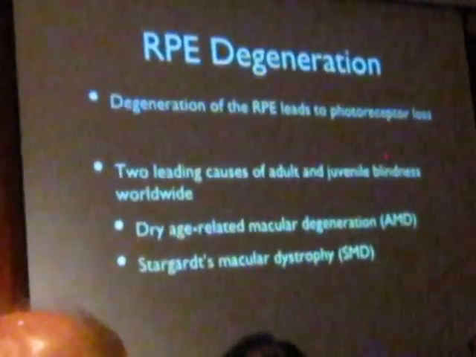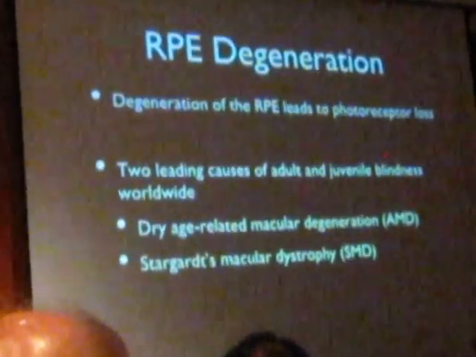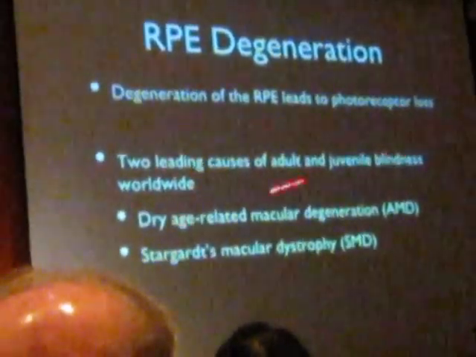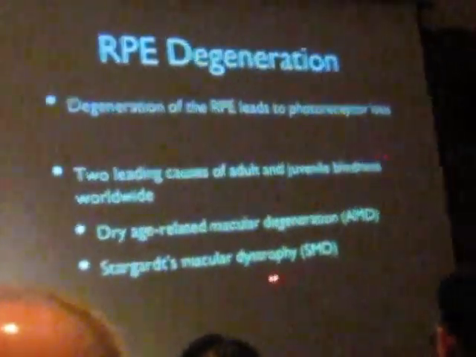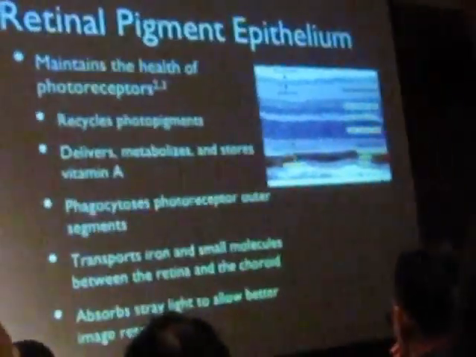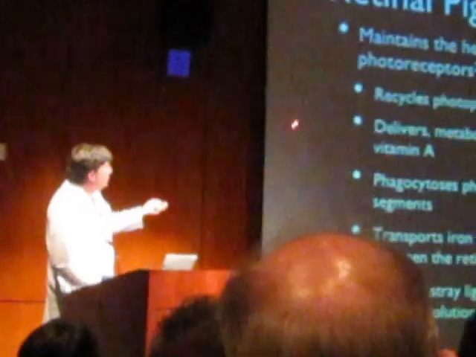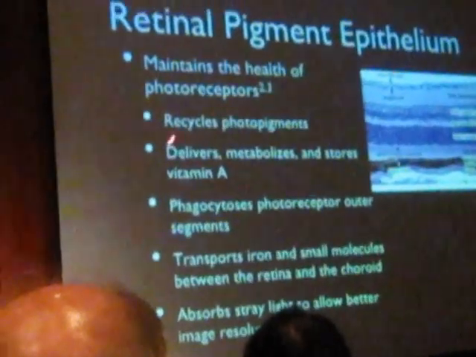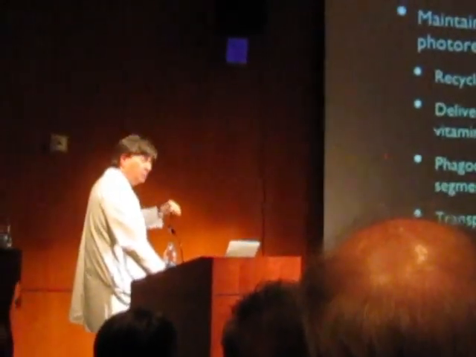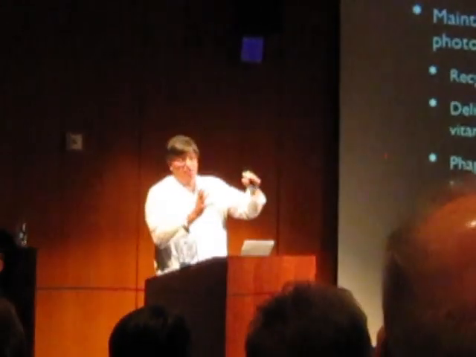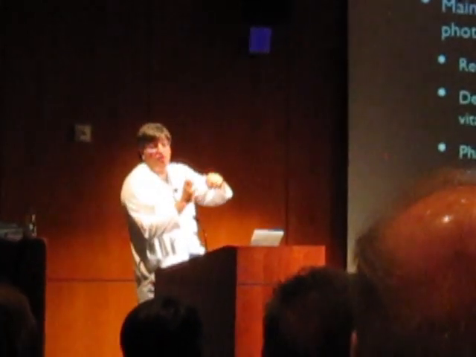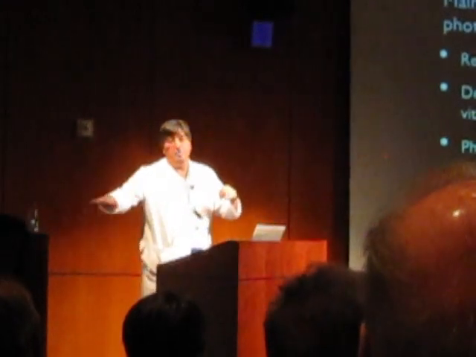So degeneration of the RPE, as Bob mentioned, leads to photoreceptor loss. Two leading causes of adult and juvenile blindness are dry age-related macular degeneration and Stargardt's macular dystrophy. I'm going to take you through these really quickly. The RPE is important for a lot of reasons, one of which is that it recycles the photopigments in the visual cycle. When there's an abnormality here, which happens in most patients with Stargardt's, the toxic chromophores build up, and in the outer segments they're shed from the photoreceptors into the RPE. The RPE engulfs them, but it's really a poison pill. Over time the RPE is lost.